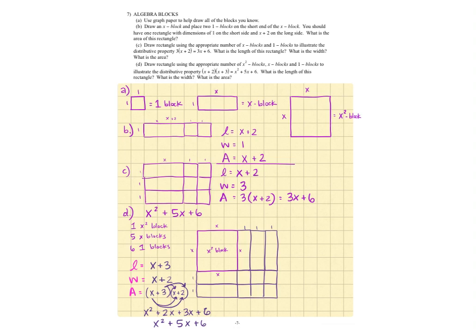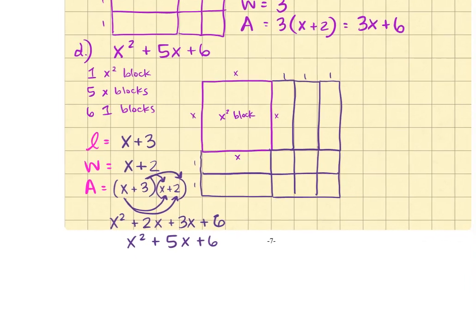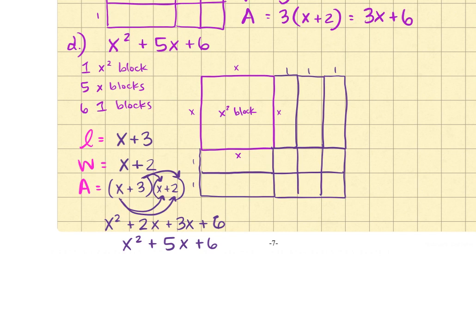All right, so first of all, remember when we talked about setting up our algebra blocks, we can only match x sides with x sides and one sides with one sides. And so if you remember, I'm going to zoom in here on part D. I said if we had x squared plus 5x plus 6, this would be 1 x squared block, 5 x blocks, and 6 1 blocks. And the task that I gave you was to use all of those blocks and make a rectangle, okay?